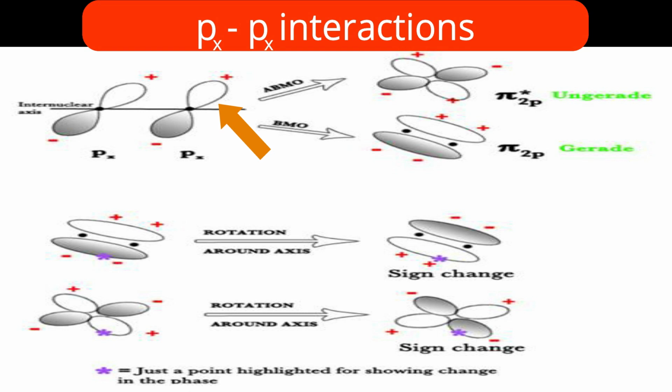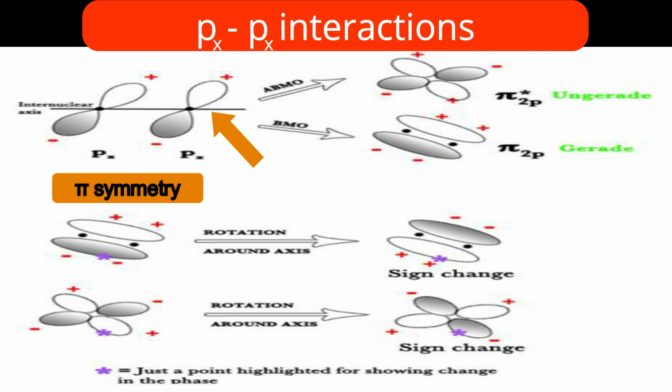If we rotate that px orbital around the internuclear axis, one rotation will lead to the positive lobe coming to the negative and the negative lobe coming to the positive. So there will be an exchange of wave phase. The wave phase doesn't remain uniform, it doesn't remain the same. So it is not symmetric about the internuclear axis. It is not symmetric about the cylindrical axis. So it is represented by symmetry pi. Therefore, this px orbital is called a pi symmetric orbital.